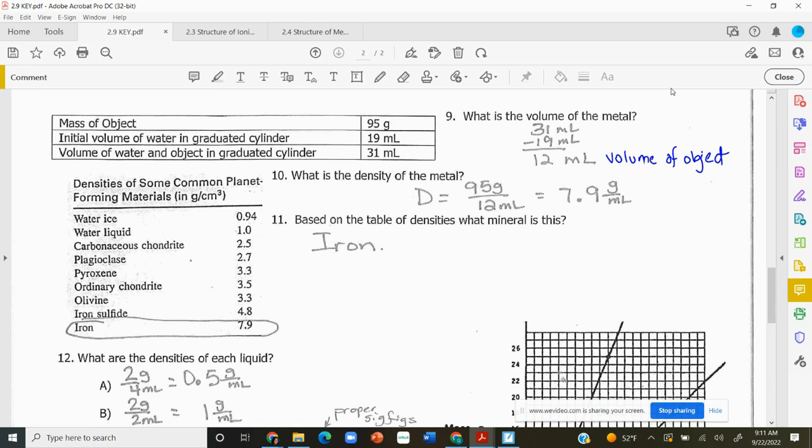So I'm going to take this value and I'm going to go over here and try to find it in my table. So here is the value. It matches up with iron. So I'm able to identify what material that is. Good? Making sense?